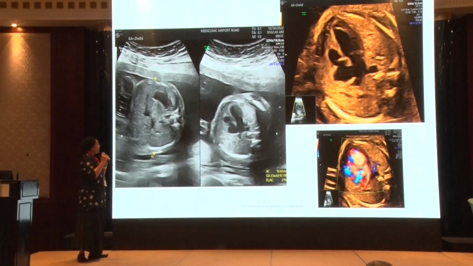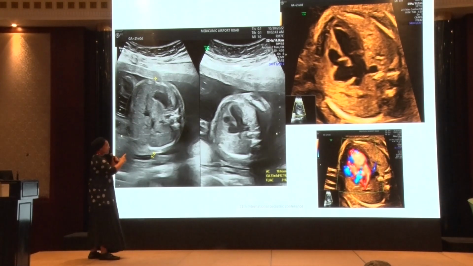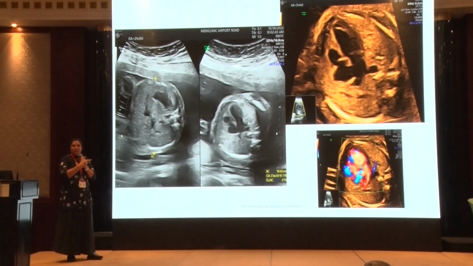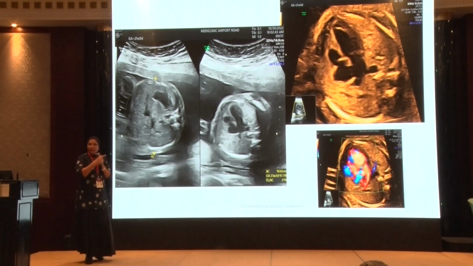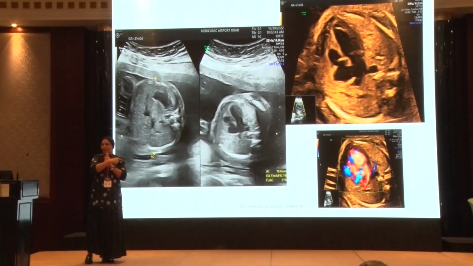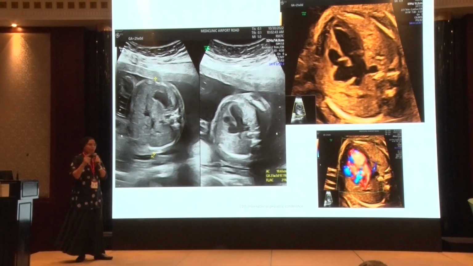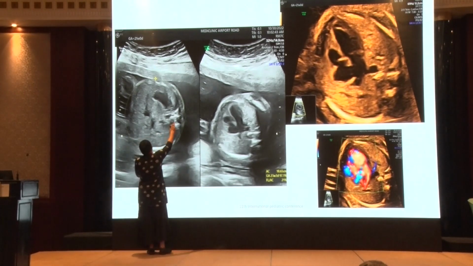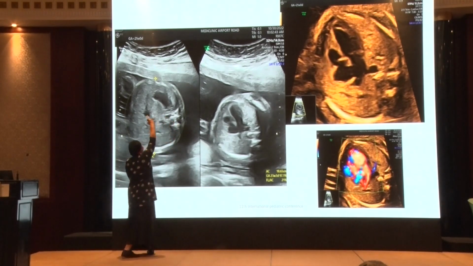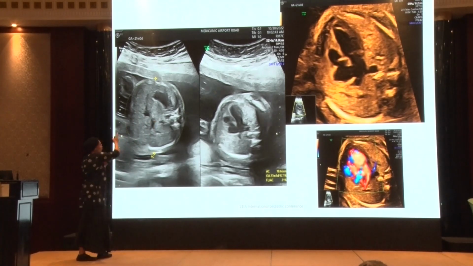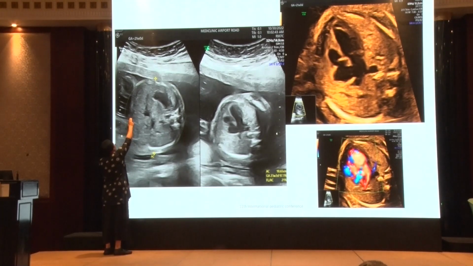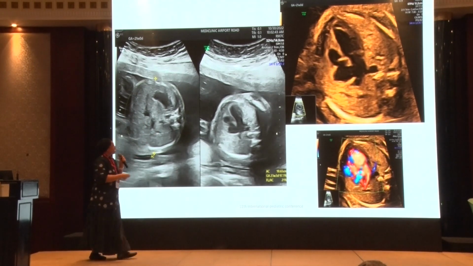There is one trick I can tell you: the situs is normal if the baby is in cephalic presentation, and it will become situs inversus if the baby is in breech presentation. The clue is, if you are looking at the spine and the stomach, it should be in the clockwise direction if it is cephalic, and it will be in the anti-clockwise direction if it's breech.